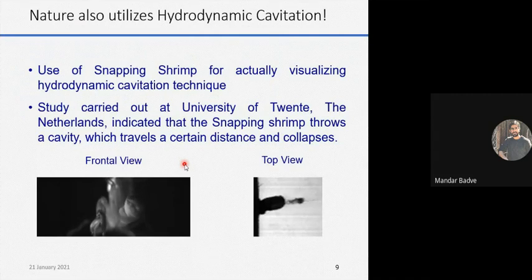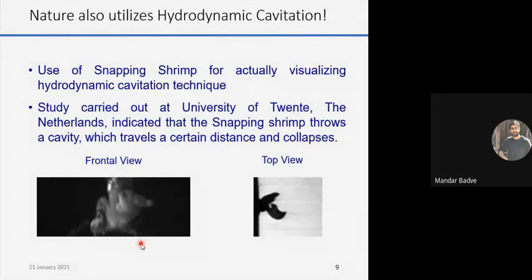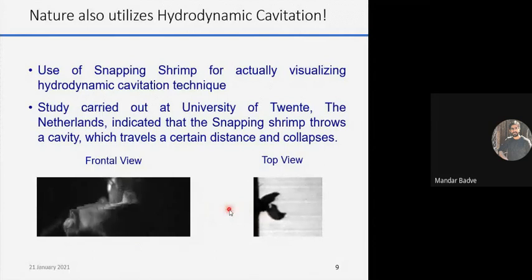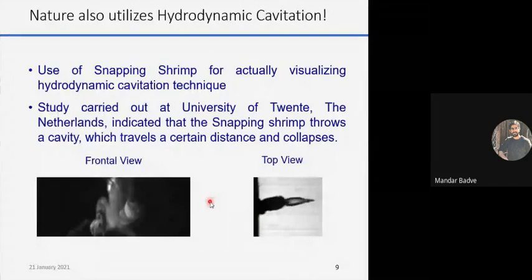Here you can see a front view of a snapping shrimp. It is a type of shrimp which we find in the sea. This is a front view and this is a side view. What the shrimp does is, when it sees prey as its food, it closes its claw at a very high speed. This is obviously captured through a very high speed camera. It is slow here, but it actually closes at a very high speed.